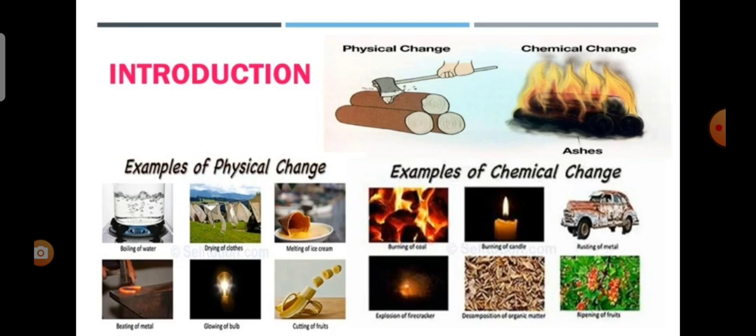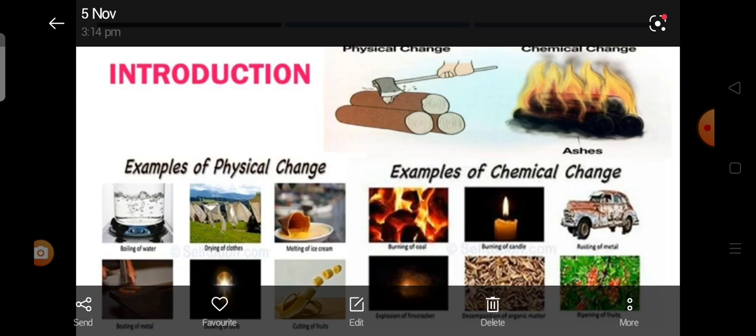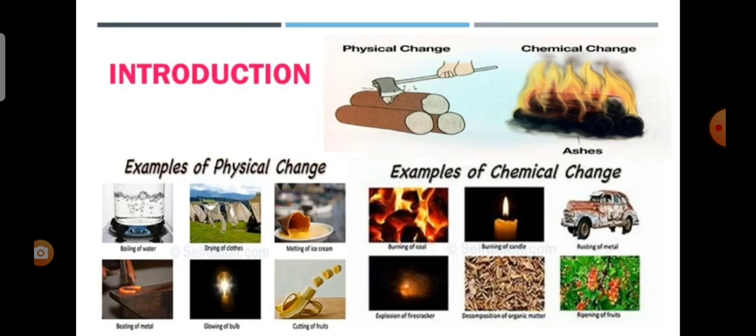Changes like boiling of water, drying of clothes, melting of ice cream, beating of metal, glowing of bulb, cutting of roots are some examples of physical change. Burning of coal, burning of candle, rusting of metal are some of the examples of chemical change. In this chapter, we will study about chemical changes, factors determining chemical changes, and the effects of chemical changes.